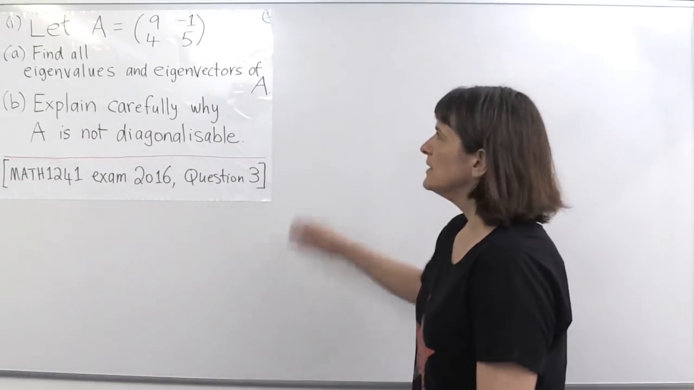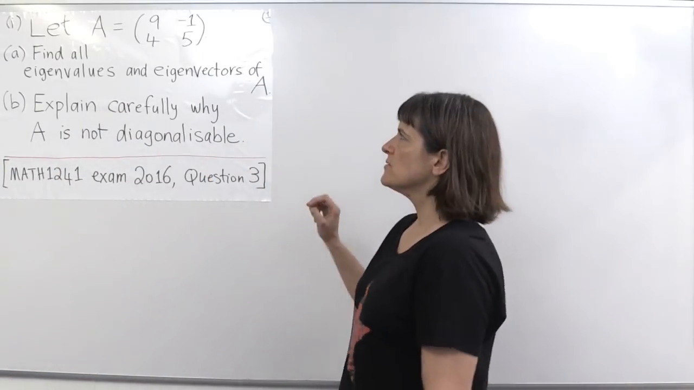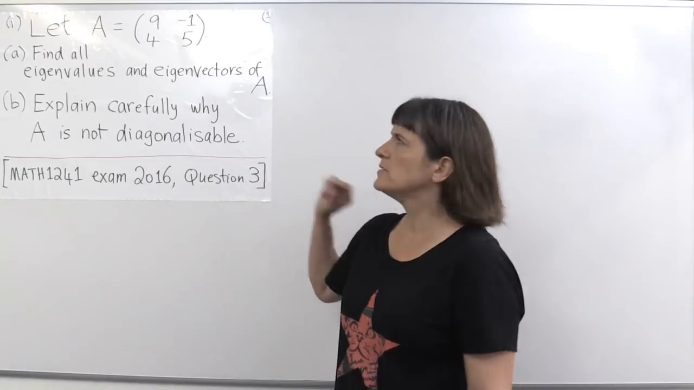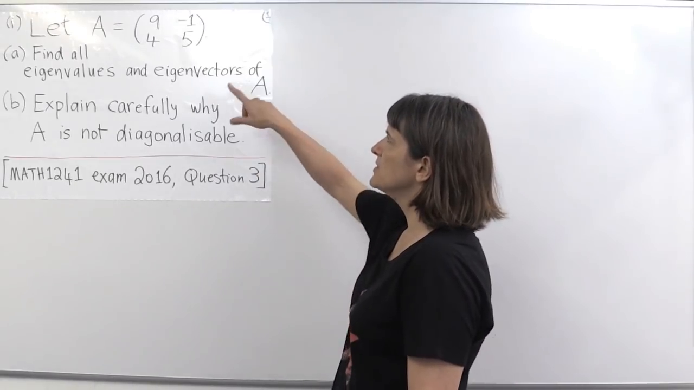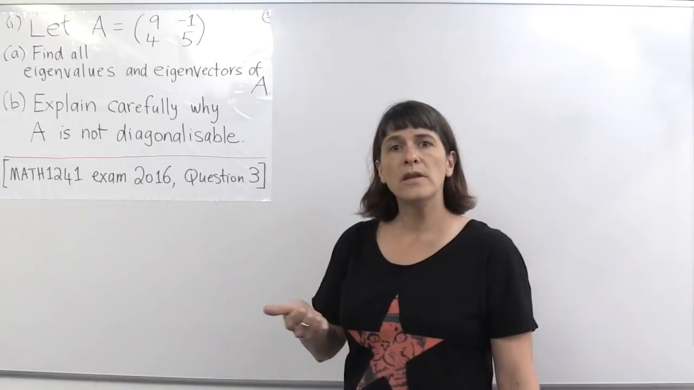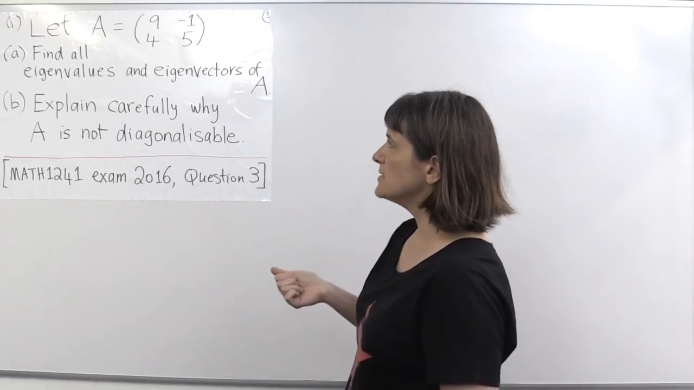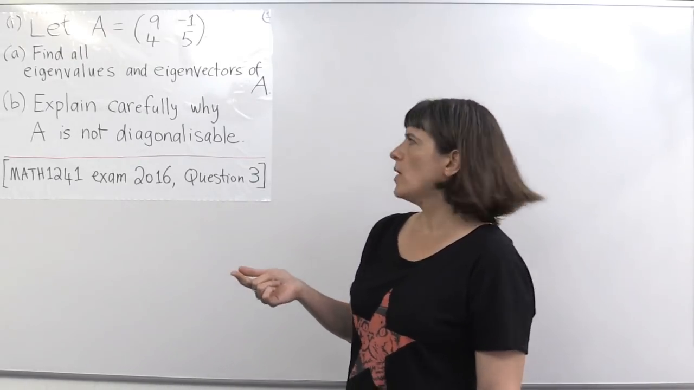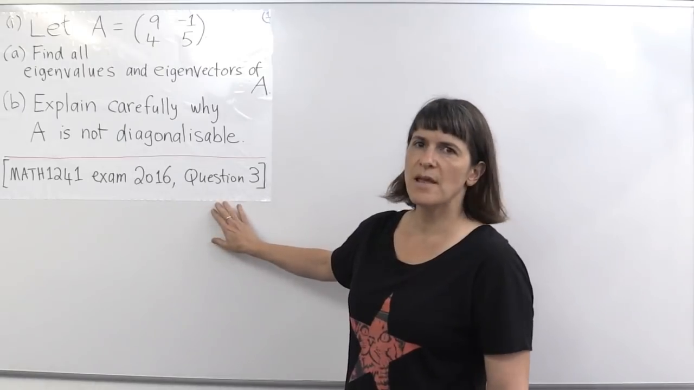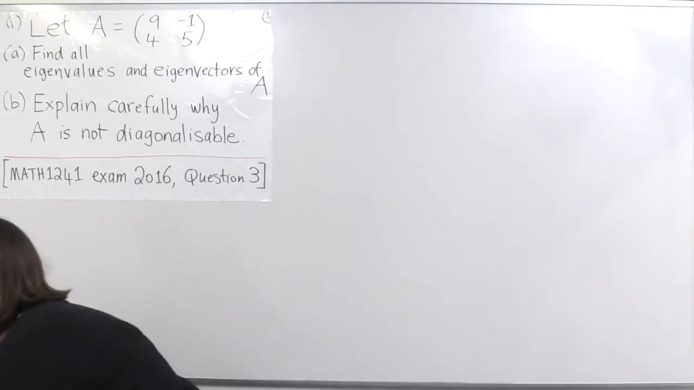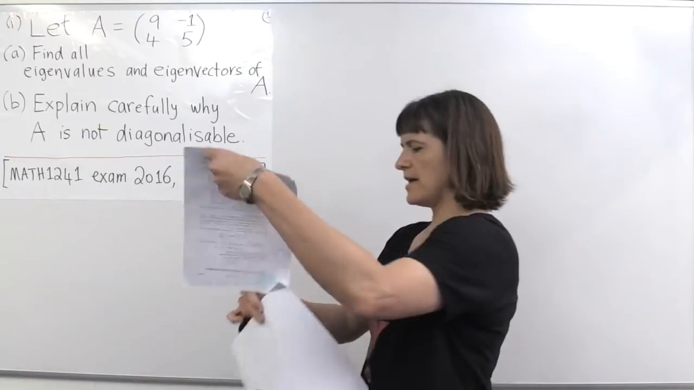All right, so first part of question 3 says, let A be this 2 by 2 matrix, 9, minus 1, 4, 5. We need to find all the eigenvalues and eigenvectors and explain carefully why A is not diagonalizable. And this was just the name of the exam. I thought I should put it somewhere. Okay, so let's do that.